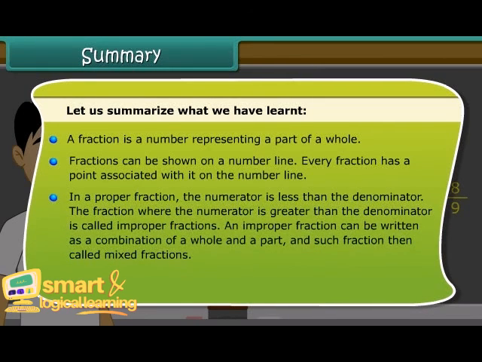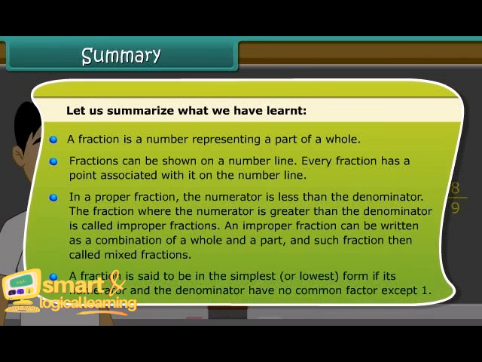In a proper fraction, the numerator is less than the denominator. The fraction where the numerator is greater than the denominator is called improper fraction. An improper fraction can be written as a combination of a whole and a part, and such a fraction is then called a mixed fraction. A fraction is said to be in the simplest or lowest form if its numerator and the denominator have no common factor except one.